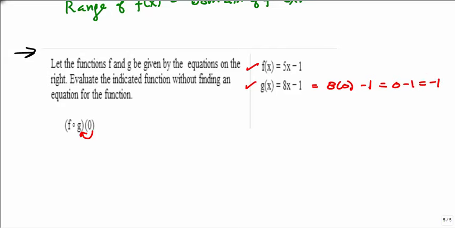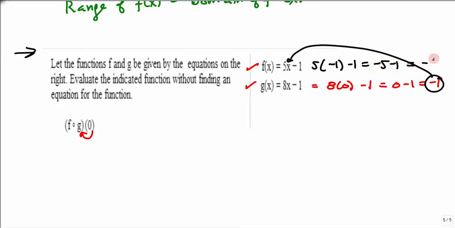Then I take this value of negative 1 and I plug it back into my function f. So that would be 5 times a negative 1 minus 1. Negative 5 minus 1 is negative 6. What we do when we have these composite functions is we plug one into the other, and once I get one solution, I go ahead and plug it into the next one. So for this simplification, my final solution is negative 6. The negative 1 is an intermediate value I use to find the actual value.